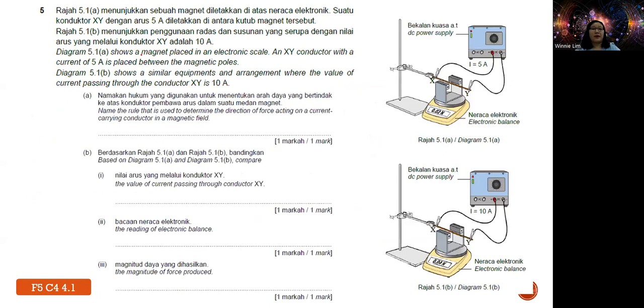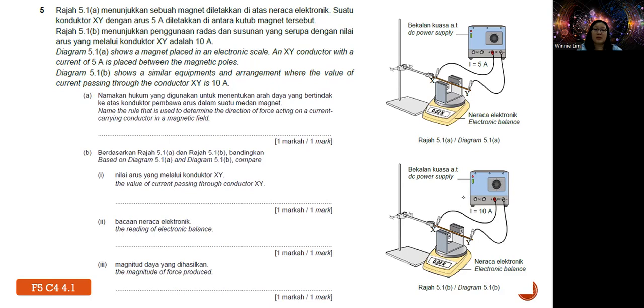Number 5. Okay, number 5, number 6 are comparison questions. And this question 5 comes from topic 5 on electromagnetism, the force on a current carrying conductor. Diagram 5.1a shows a magnet placed on an electronic scale, and XY conductor with a current of 5 ampere is placed between the magnetic poles, while 5.1b shows a similar equipment and arrangement where the value of current passing through the conductor XY is now 10 ampere, greater current.